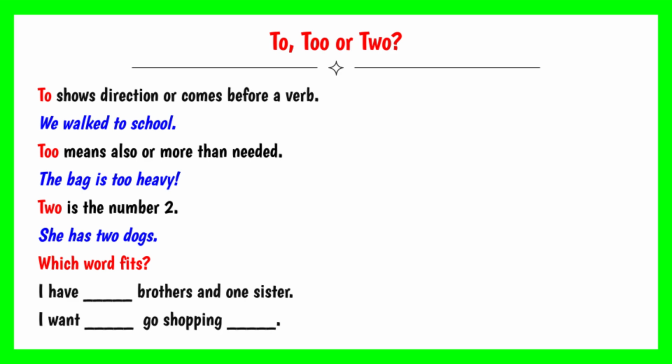Let's start with to. To, spelled T-O, can show direction. For example, we walked to school. Here, to tells us where we walked.